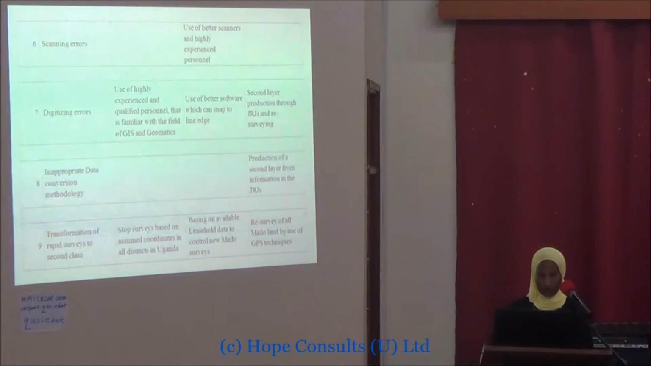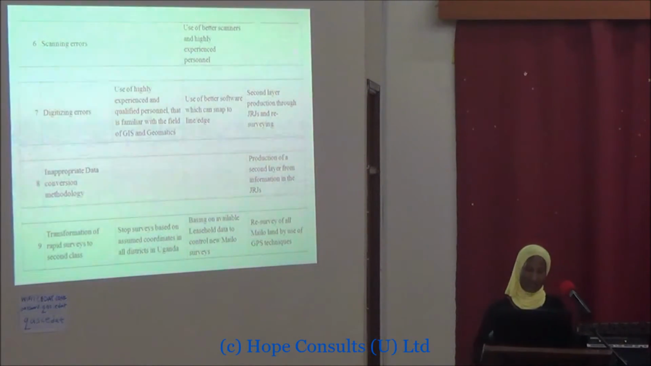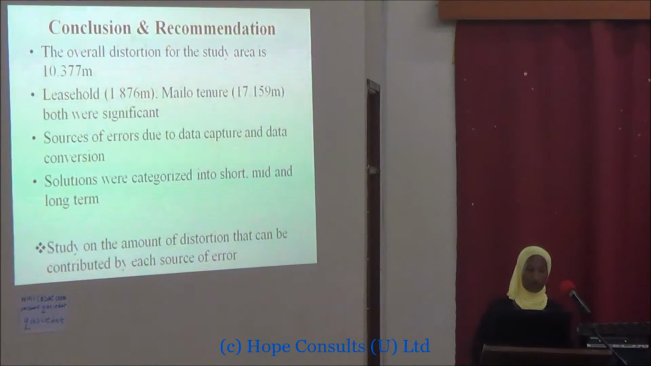Then the issue of inappropriate data conversion methodology I showed earlier. The best way is to reproduce a second layer by using the information archived in the DRGs and the Department of Surveys and Mapping. Then lastly, the transformation of the rapid surveys. These can also be overcome by doing the same thing. You either reproduce all by resurveying all the minor land, which is on an extreme side because it's an expensive project. Then in my conclusion, the overall distortion I showed was 10.3.